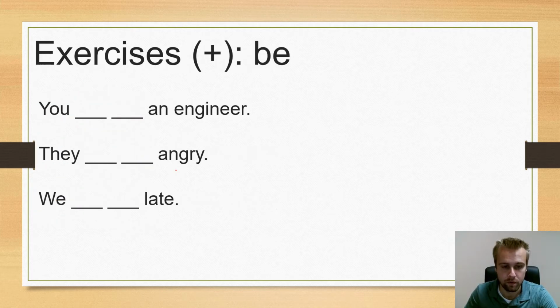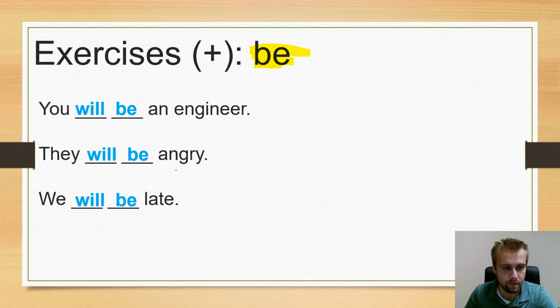Now we will use the verb be. You will be an engineer. They will be angry. We will be late. You can see the subject changes, but will be stays the same.